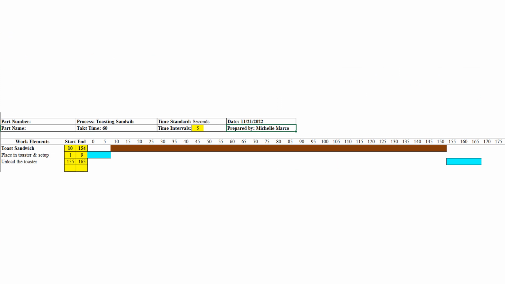This work combination chart shows another area of improvement. At the toast station, only 20 seconds of real work is being done. The rest of the time is spent standing around waiting for the toaster to finish toasting. The total process cycle time can be reduced if this station is combined with another station. That way, work can continue to be done while the toaster is toasting.